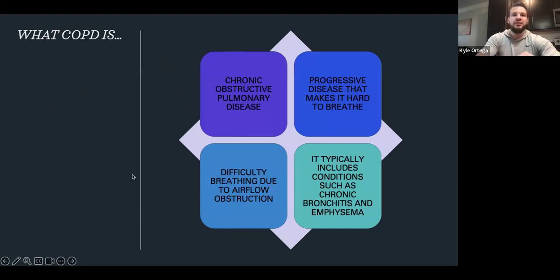All right, so what is COPD? Chronic obstructive pulmonary disease. It's a progressive disease that makes it hard to breathe. And with that difficulty breathing, it's due to airflow obstruction, and it typically includes conditions such as chronic bronchitis and emphysema.